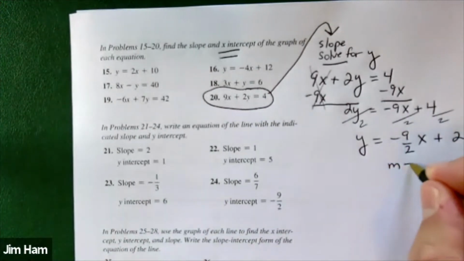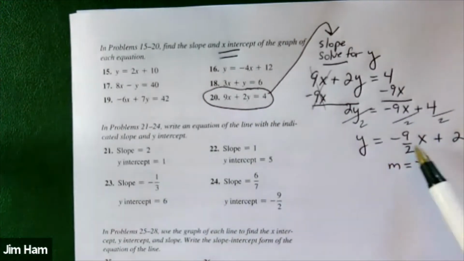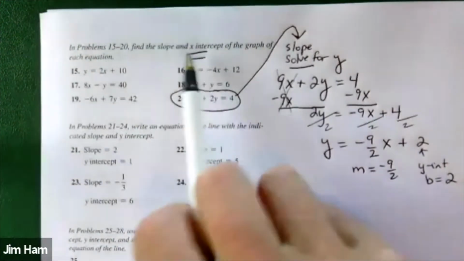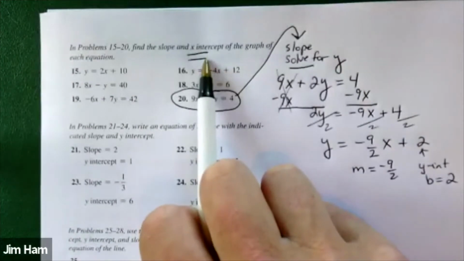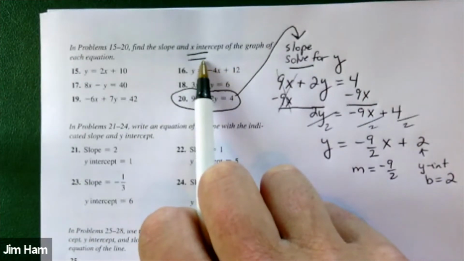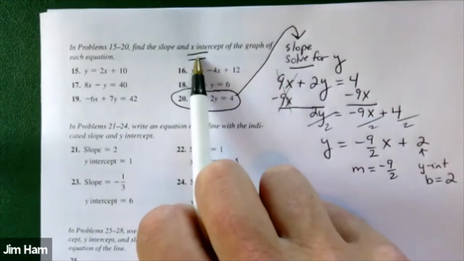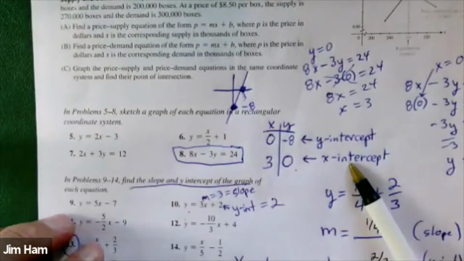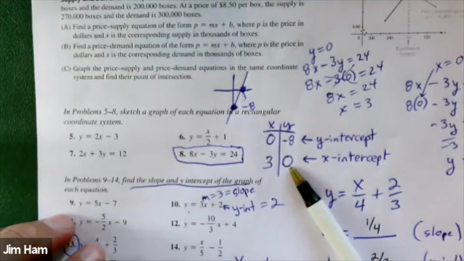Now, we know the slope is negative 9/2 because it's the number in front of the x. We know that this number over here is the y-intercept. It's the value b in our equation, which is 2. The problem, however, asks for the x-intercept. And so for the x-intercept, we have to use some other method. And I think probably the easiest method is what we did here. When you're looking for the x-intercept, choose y to be 0, and then solve for x.